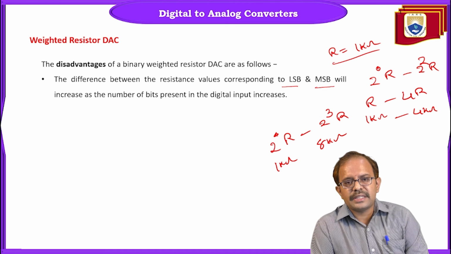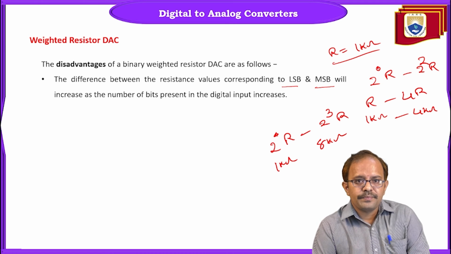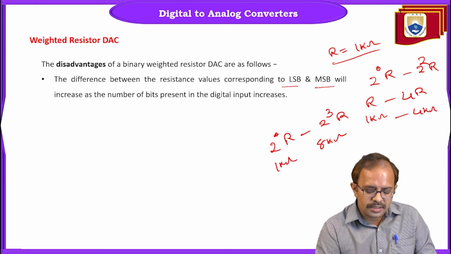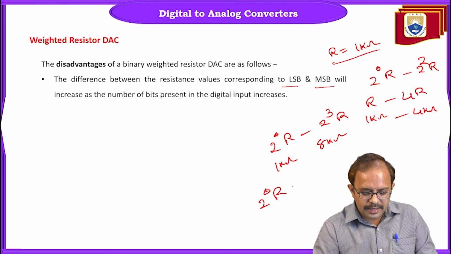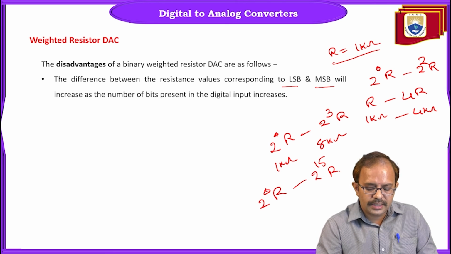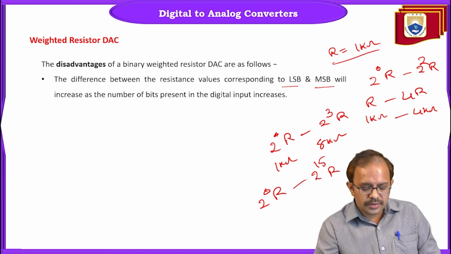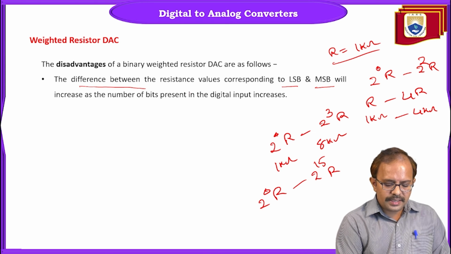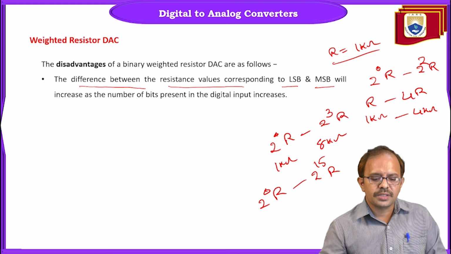Imagine we are going to work with 8-bit data, 16-bit data, 32-bit data, or it can be 64-bit data, 128-bit data. Now what is the difference? If you say 16-bit data operation, MSB is going to have the same resistance 2 power 0 R, whereas LSB is going to have 2 power 15 times that of the MSB resistance. So this is the major drawback. The difference between the resistance values of LSB and MSB is very huge, right?